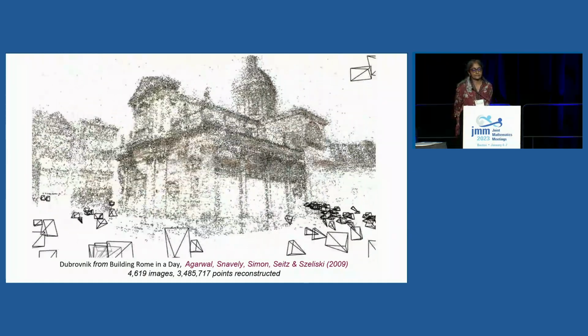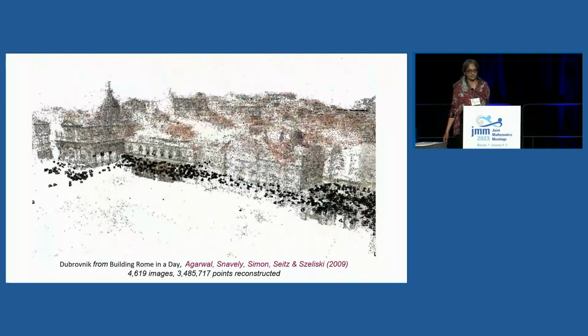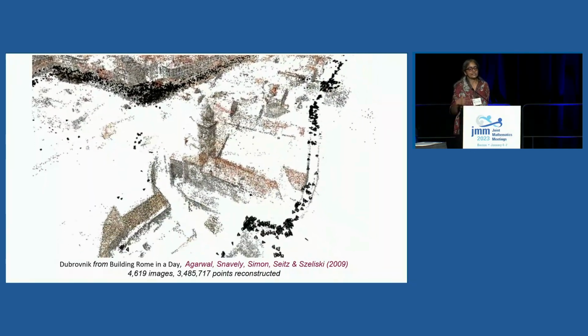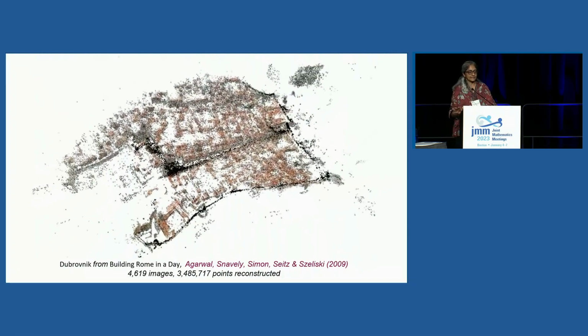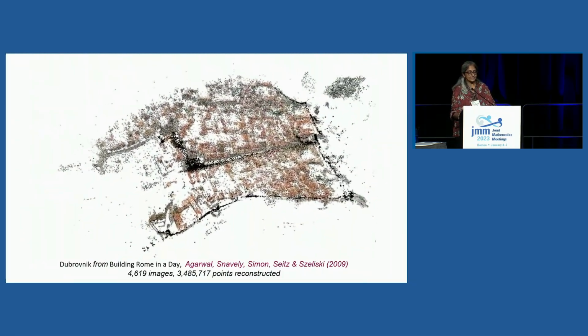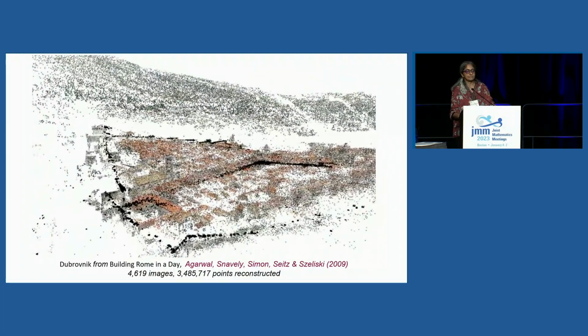So these pictures were taken by tourists or other people, and they were uploaded on Flickr. They were downloaded, and then this point cloud of the city was reconstructed using some of the methods that I will talk about. So in this reconstruction, about 3.5 million points were reconstructed.